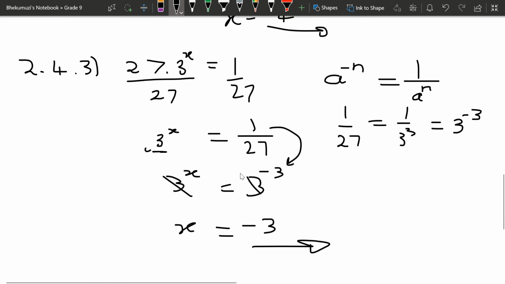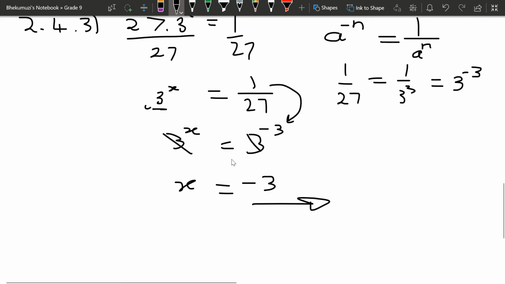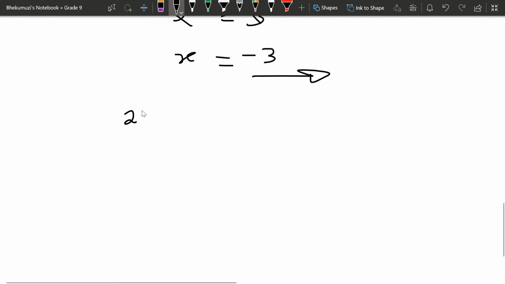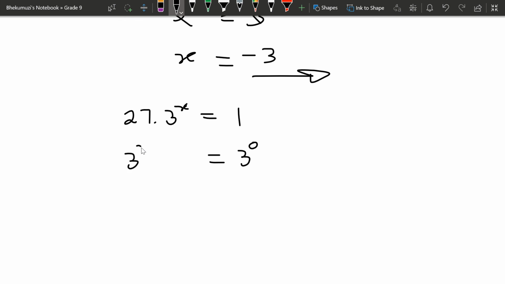And then with the exponential equations, again, the most important thing here is definitely knowing your exponential rules. Now notice something, you could have also done it like this. So it's 27 times 3 to the power x, equals 1. But now if you know your exponential rules very well, 1 can actually be 3 to the power 0. I just made the base the same. But 27, we know this is 3 to the power 3, times 3 to the power x.